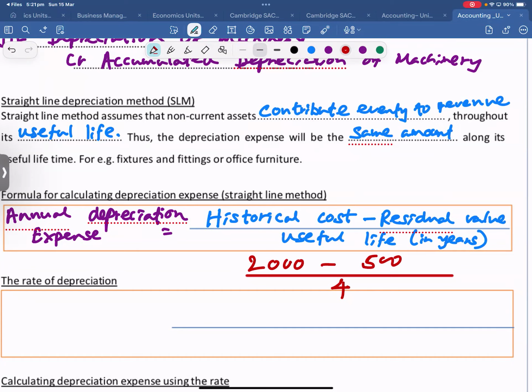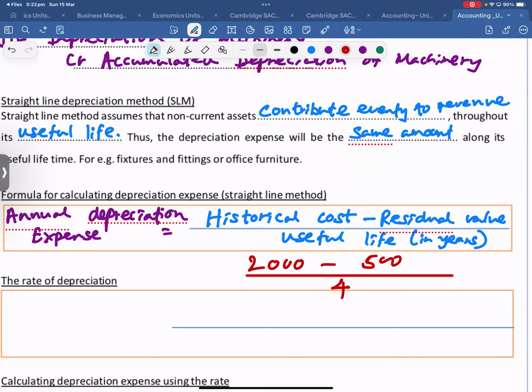So 2,000 take away 500 means the total amount that we are going to consume during this 4 years is 1,500. We give another term for that: total depreciable value. So the depreciable value is 1,500, used up over 4 years. Then 1,500 divided by 4 is 375.